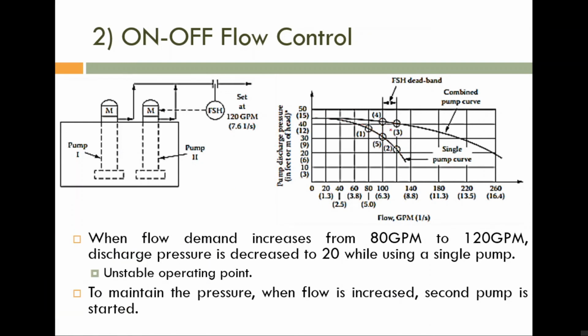So please note, if the flow rate is increasing, if the demand is increasing, it will follow 1 to 2, then from 2 to 3, this way. And if the flow demand is decreasing, it will follow this path up to 4, then from 4 to 5, then 5 to 1. So here you can see a dead band. Okay, so this one is the operation of an on-off flow controller.